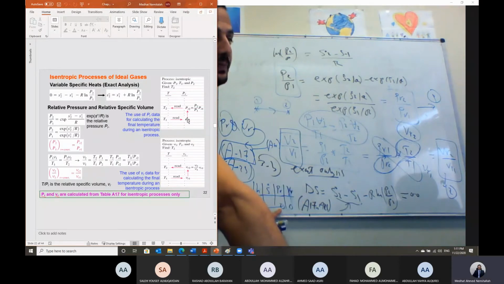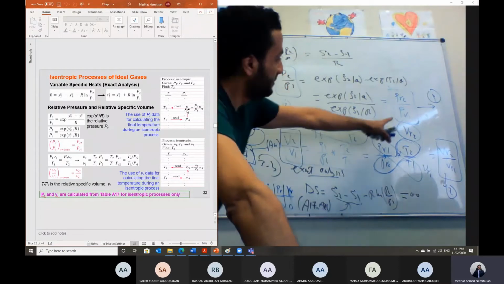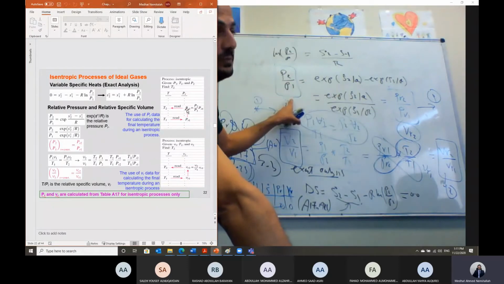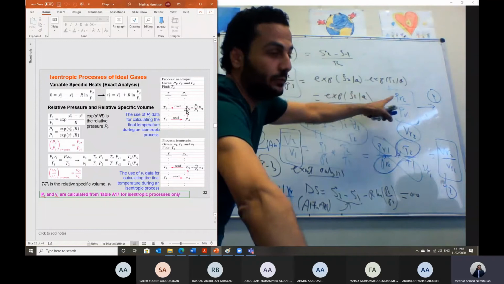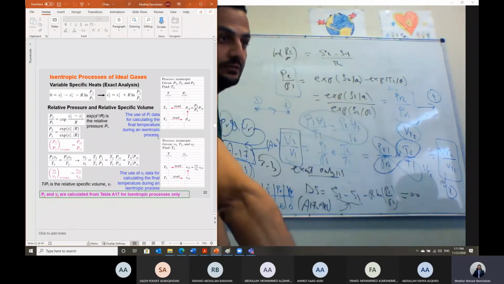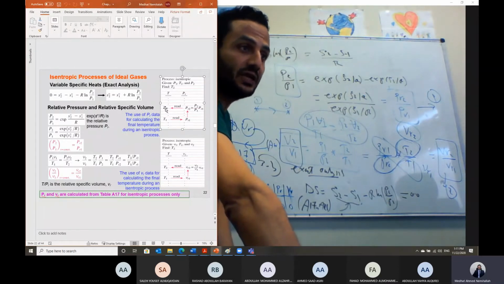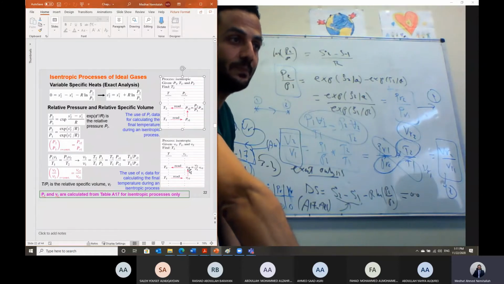So if I have P2 and P1 given, then we can say P relative 2 over P relative 1 will be the same as P2 over P1. Then I can calculate P relative 2, which will equal P2 over P1 multiplied by P relative 1, which I got from the temperature T1. So calculate P relative 2, go back to the table, then we can calculate the final temperature T2.